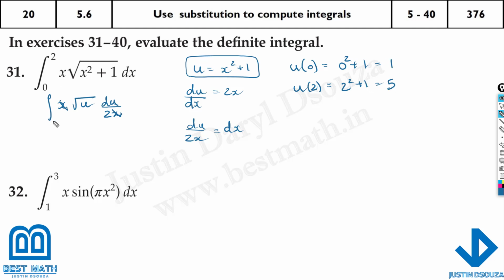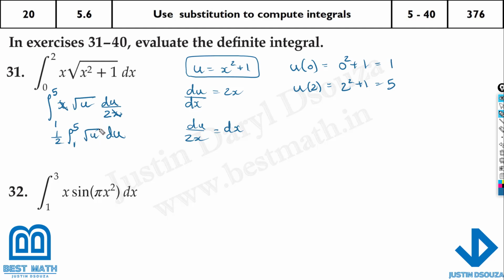So now the lower limit is 1 and the upper limit is 5. The limits also change. This is the important part in this type of problem. Now we know it is 1 to 5. And what about this? 1 divided by 2 can be taken out, and we have square root u du. We can solve this.